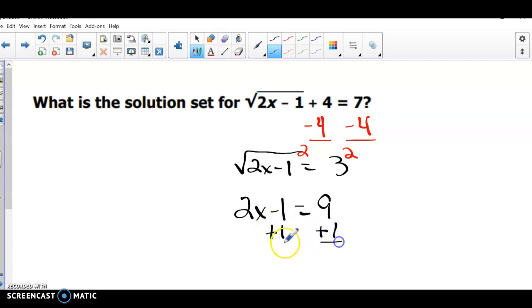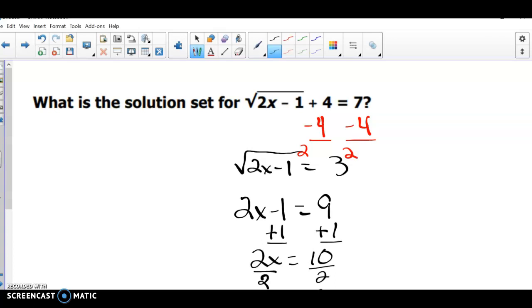We add 1. We get 2x equals 10. Divide by 2. So x is equal to 5. Now, when you go to work this one out, you definitely need to make sure that you're looking for the solution to these. So you're going to plug the left side in as one equation, and you're going to plug the right side in as the second equation.